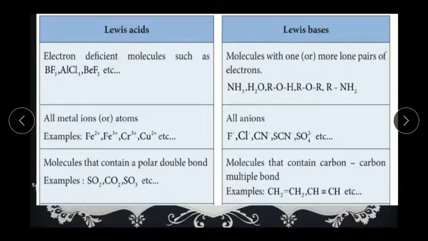So the first points we discussed: Lewis acids may be electron deficient molecules, all metal ions or atoms are Lewis acids, and they may have a polar double bond. Lewis bases have one or more lone pairs of electrons. All anions are Lewis bases, and molecules that contain carbon-carbon multiple bonds, either double or triple, are all Lewis bases.